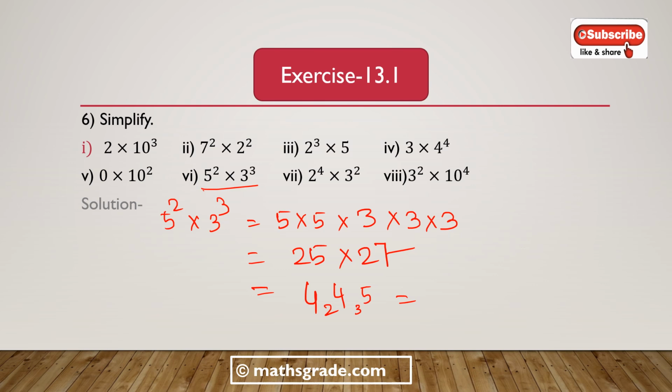4 multiplied with then 6, 7, 5. 675 is the value of this exponential number 5 square multiplied with 3 cube.